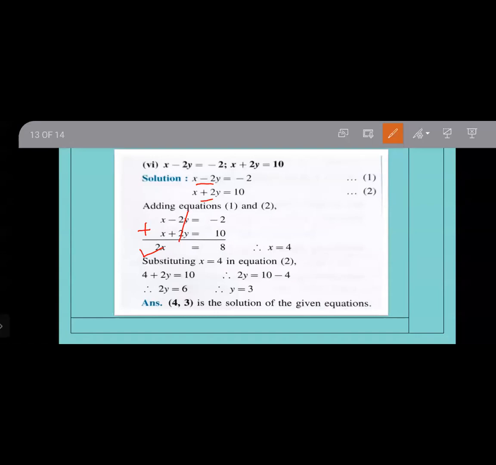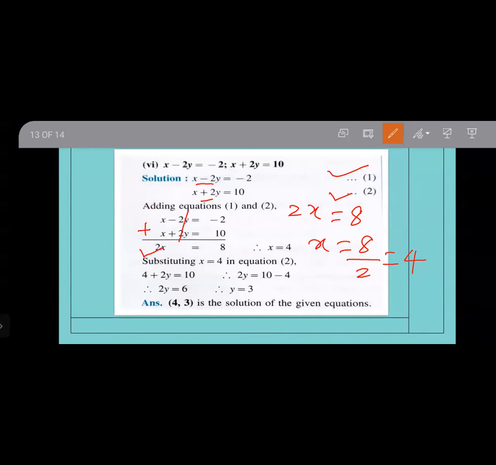So here also 2x is equal to 8. This is an equation in one variable. So x is equal to what? 2x is equal to 8, so x is equal to 8 upon 2, which is equal to 4. x is equal to 4. So now this value of x, you can substitute in equation 1 or in equation 2, any of these.